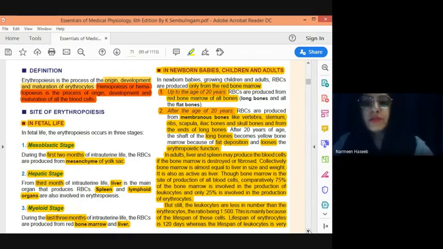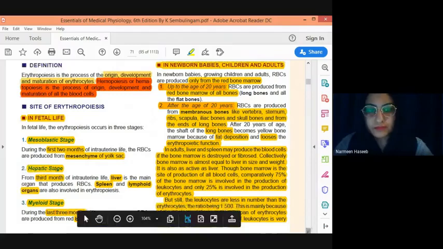Collectively, bone marrow is almost equal to the liver in size and weight. It is also as active as the liver. Comparatively, 75% of the bone marrow is involved in the production of leukocytes, and only 25% is involved in the production of erythrocytes. But that is because the number of leukocytes is very small compared to erythrocytes, and the lifespan of erythrocytes is a lot greater than the lifespan of leukocytes, which is only from a day to a few days.